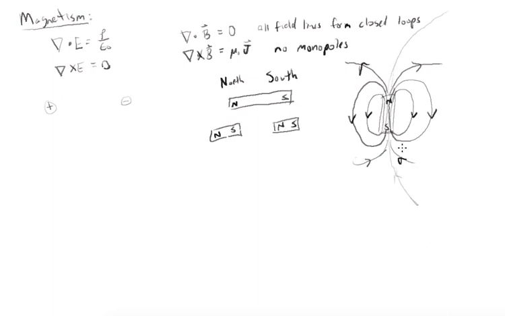But this is very similar to the field we got around a positive and negative charge next to each other. If you think about Earth, Earth itself has a magnetic field to it.